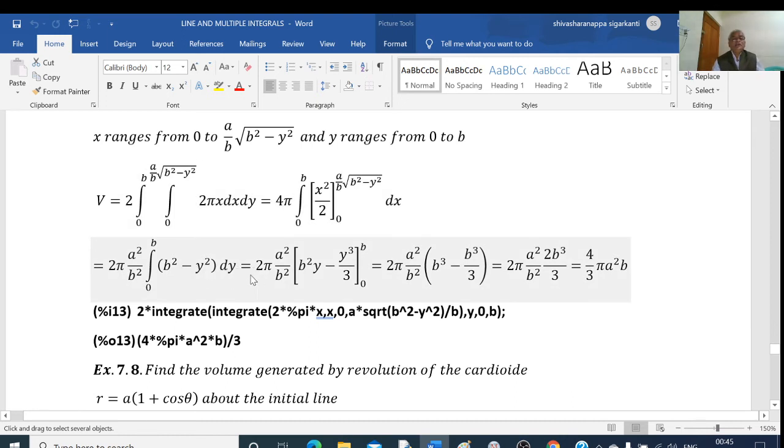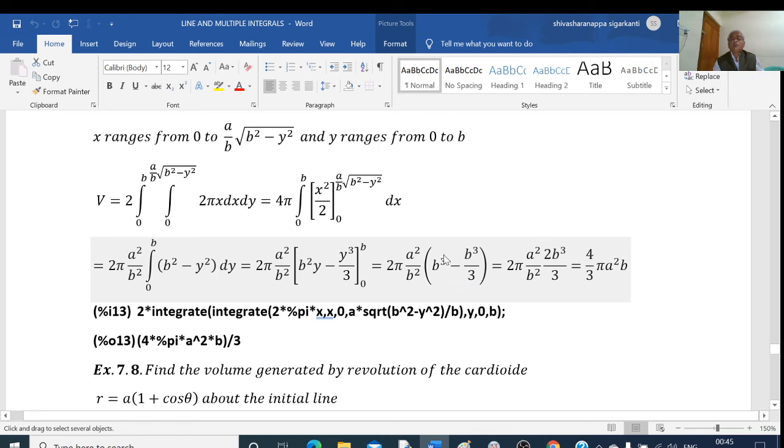Again integrating this, 2 pi a square by b square as it is. B square integration with respect to y is b square y minus y square integration, y cube by 3. This is between 0 and b. Putting y equal to b here, we get b cube minus b cube by 3. This is 2 times b cube by 3. B square, one b square gets cancelled. B remains in the numerator, 3 remains in the denominator.